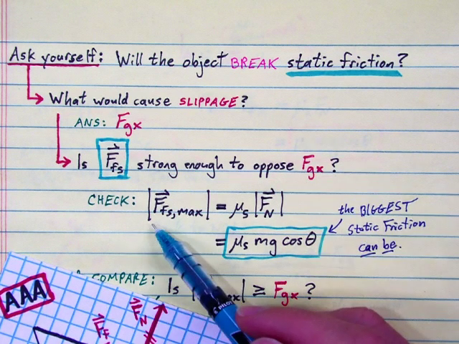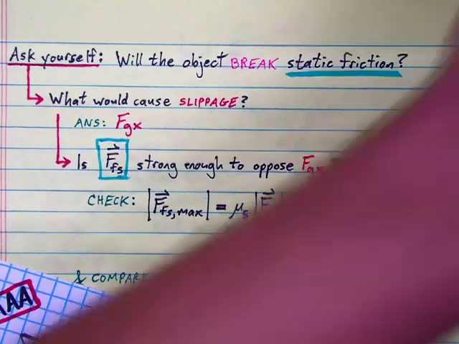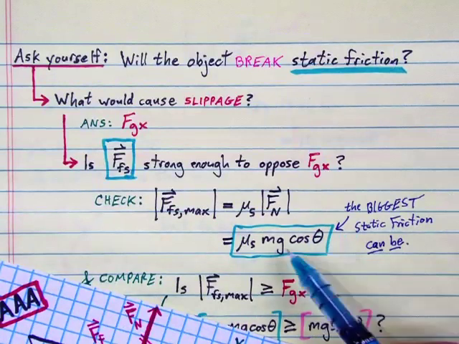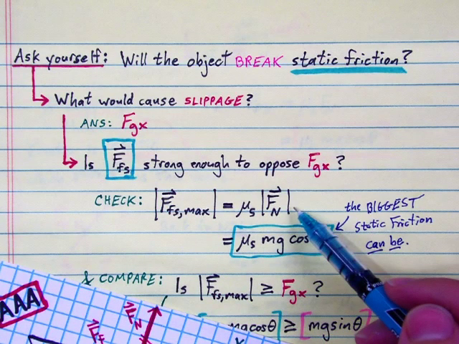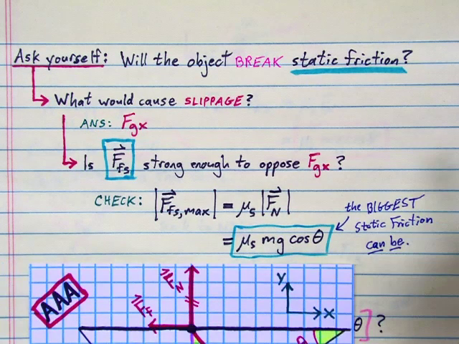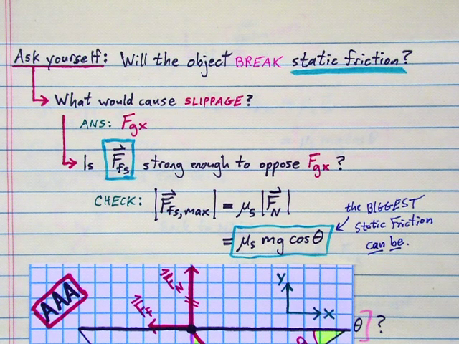So let's check. Let's find the maximum value of the force of static friction, which we know is mu s times the magnitude of the normal force. And our normal force we've worked out from the trig is mg cos theta. So here, this expression will give us the biggest possible value of static friction. That's as big as static friction can be.